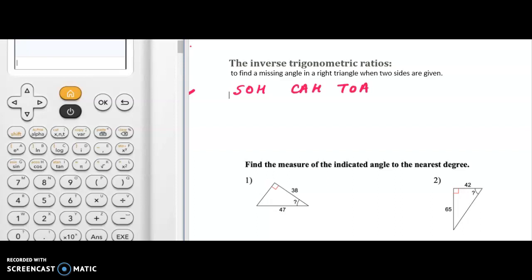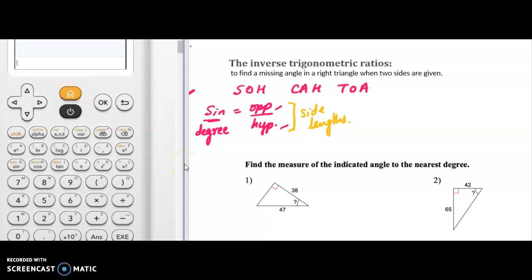SOHCAHTOA. And we know what a sine is. Let's take sine. Sine is opposite over hypotenuse. But sine represents a degree, and opposite and hypotenuse, what do they represent? They represent the side lengths, right?